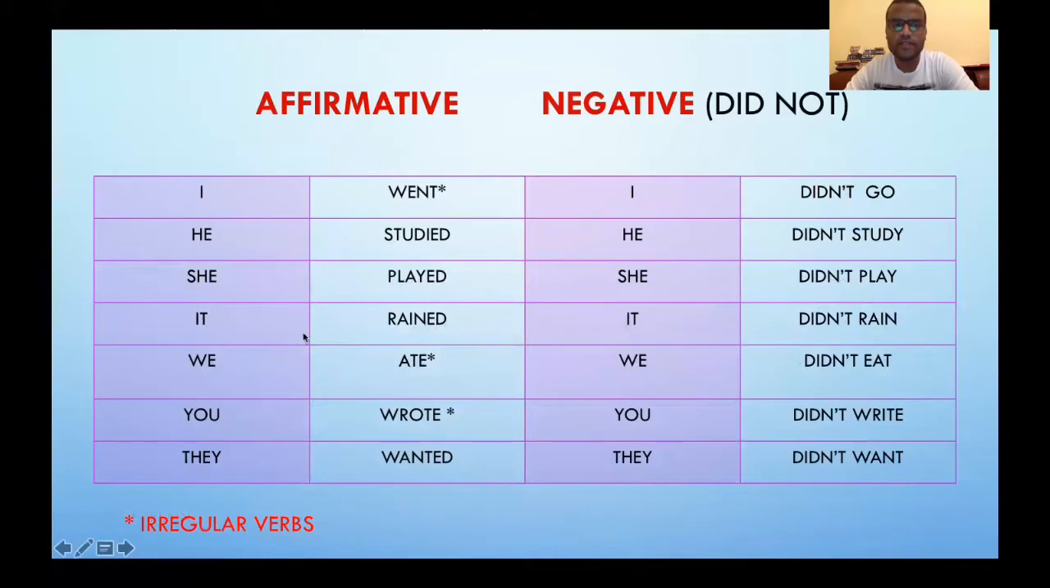So then we can say it rained. It didn't rain. We ate, we didn't eat. You wrote, you didn't write, and they wanted, they didn't want. Verbs like went, ate, and wrote are irregular verbs, and I'm going to explain also what irregular verbs mean.